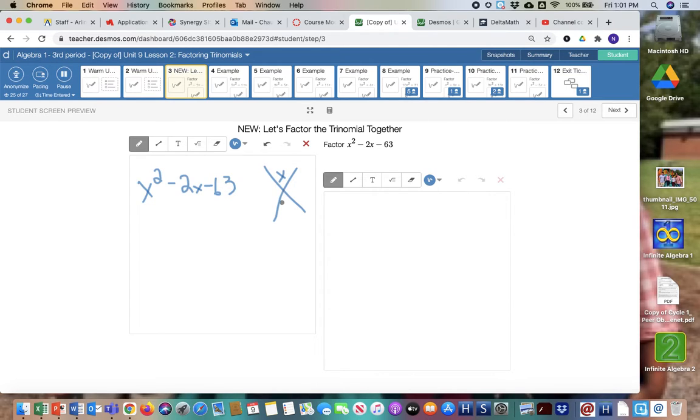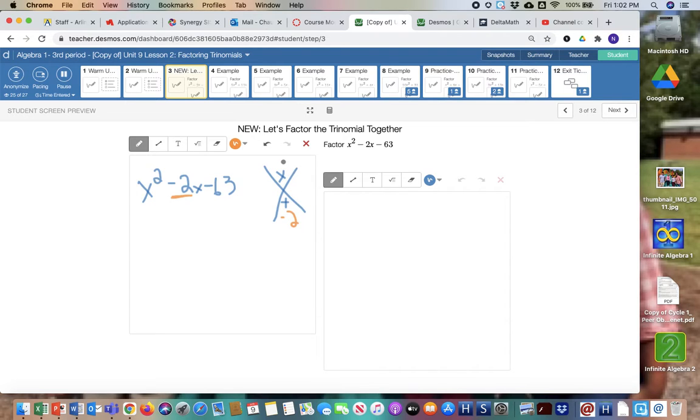Okay, so first thing is I just copy the problem. Then I set up the x over here, our factoring tree. So now I need 2 numbers, and I've got to figure out what these numbers are. The first thing I need to figure out is what I need these 2 numbers to add to. They're always going to add to whatever the coefficient in front of x is. So this is a -2. I put a -2 here.